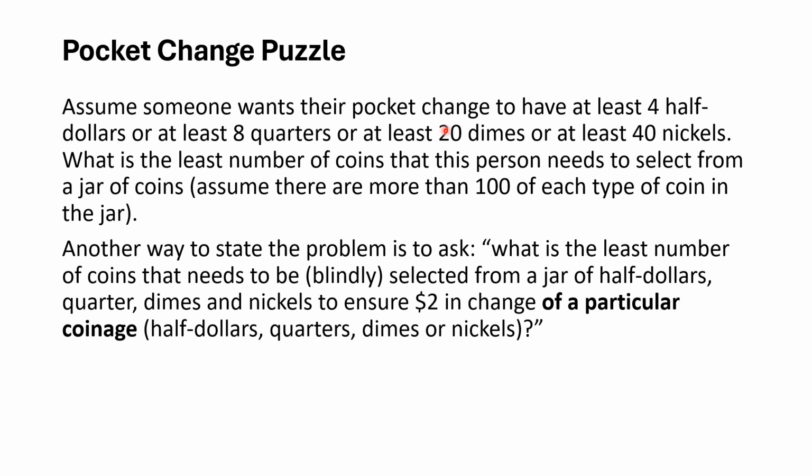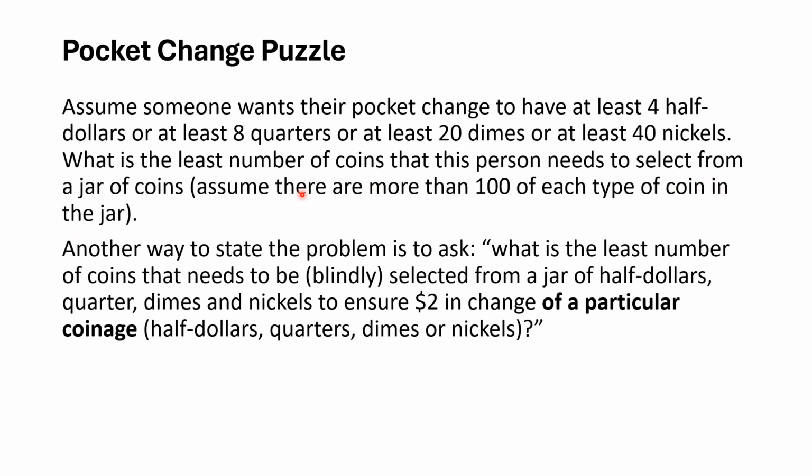We have an example here of our pigeonhole principle generalization number 2 that we just talked about. Assume someone wants their pocket change to have at least 4 half dollars, or at least 8 quarters, or at least 20 dimes, or at least 40 nickels. What is the least number of coins that this person needs to select from a jar of coins, assuming there are more than 100 of each type of coin in the jar?